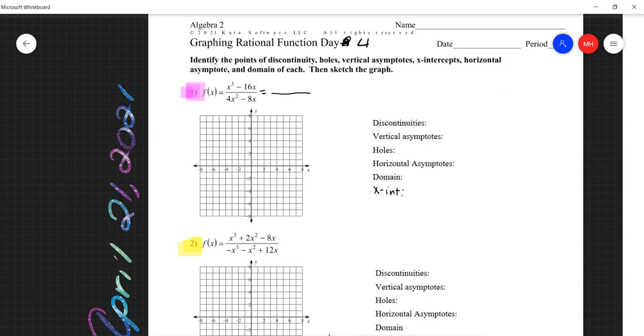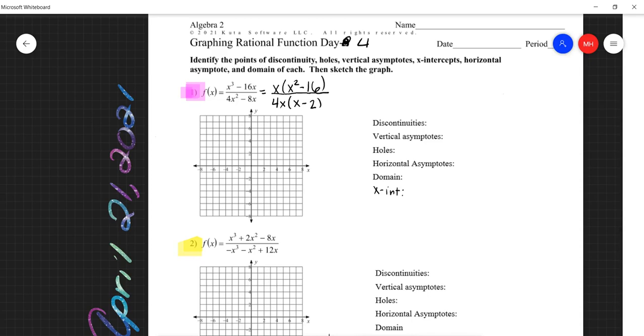So in the top, we have x cubed and 16x. Well, x cubed and 16x have an x in common, so we're going to pull an x out. And we now have x times x squared minus 16 in the top. In the bottom, 4x squared minus 8x, well, my 4 and 8 have a 4 in common, we can pull it out, and x squared and x have an x in common. So we get 4x times x minus 2.